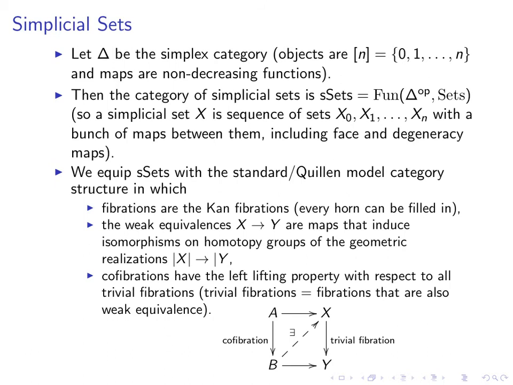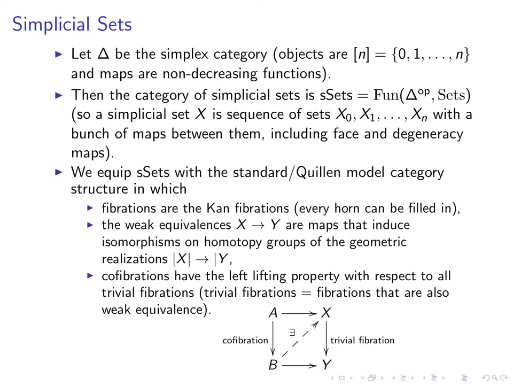So the category of simplicial sets is functors from Delta^op to sets. And so a simplicial set is just a sequence of sets X_0, X_1, and so on, with a bunch of maps between them, generated essentially by the face and degeneracy maps. Okay, and then we equip the category of simplicial sets with what's called the standard or Quillen model category structure, in which the fibrations are the Kan fibrations. Every horn can be filled in.